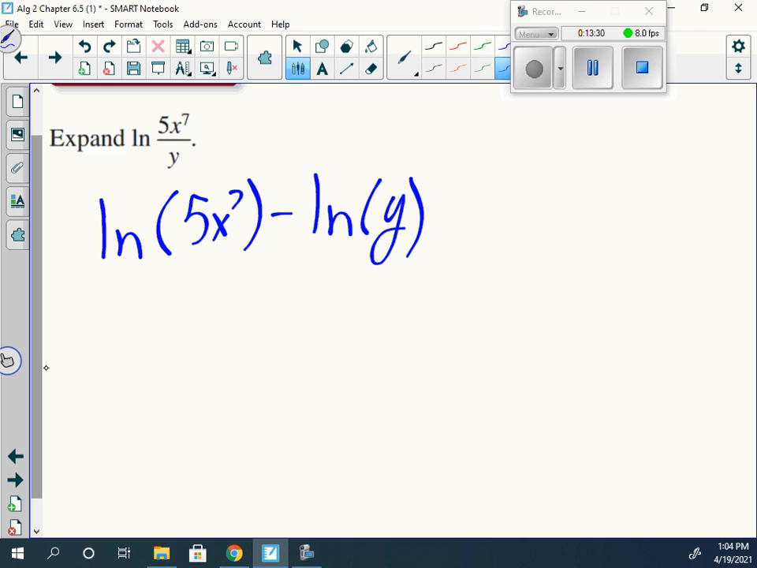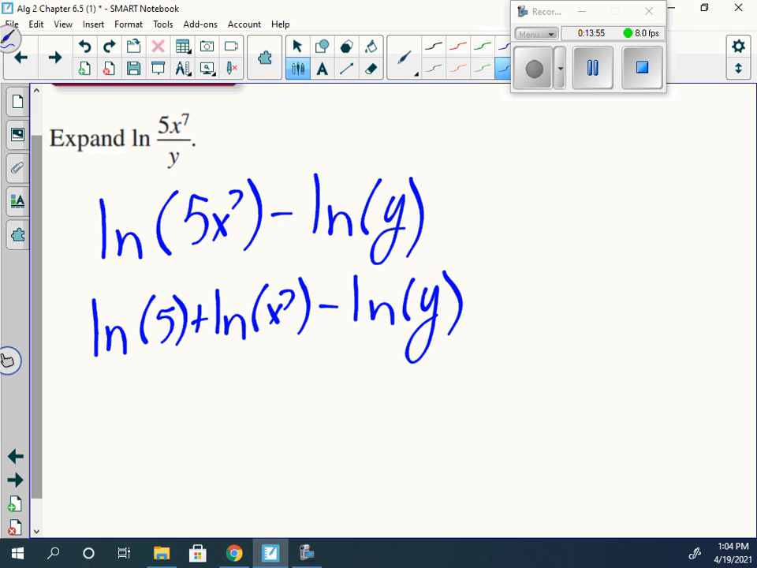Any other questions on this here so far? Okay, well, we don't have any more division taking place, but we do have multiplication because we have 5x to the 7th. The second one we want to use is multiplication, so we'll need to split those apart. We can do that by rewriting them as addition. So we can split the 5 and the x to the 7th apart, because the natural log of 5x to the 7th is the same as the natural log of 5 plus the natural log of x to the 7th.